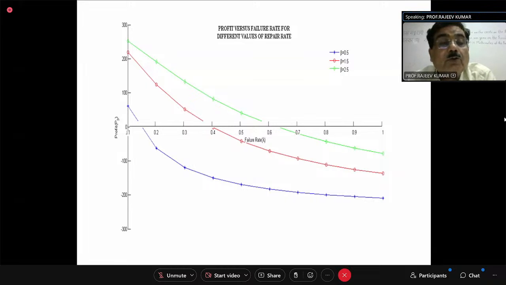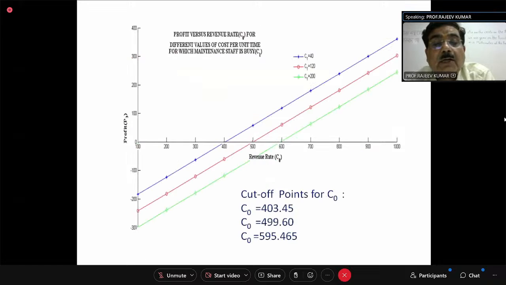So we can locate those points, at what failure rate and at what recovery point the system is profitable for the hospitals. Similarly, we can have a cutoff point for the revenue: how much revenue needs to be generated for the system to be profitable for the hospital, for the doctors. So revenue versus profit is plotted.